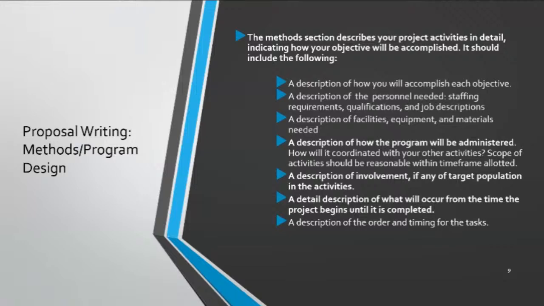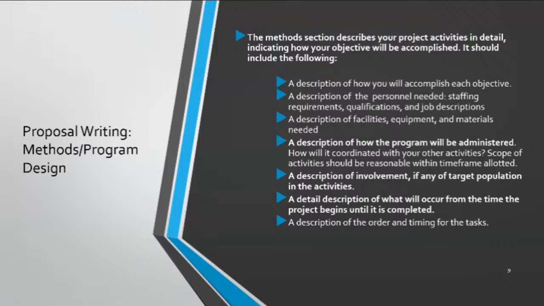There should be a description of the personnel that you're going to need, the staff requirements, qualifications, and job descriptions. There should be a description of the facilities that you need, the equipment, and the materials that you need to put together. Next, there should be a description of how the program will be administered. How would it be coordinated with other activities? That is, the scope of activities should be reasonable within the time frame allotted.